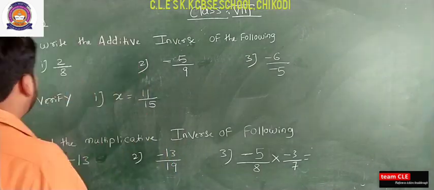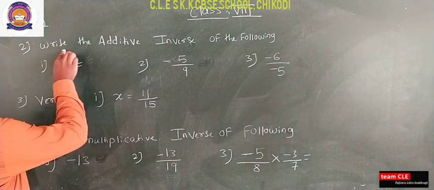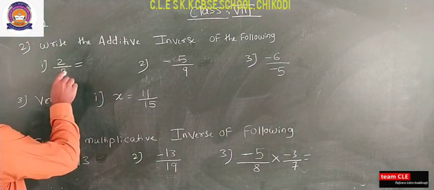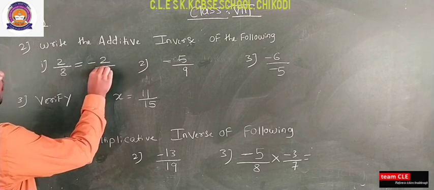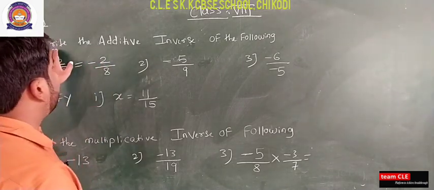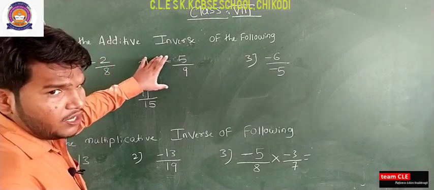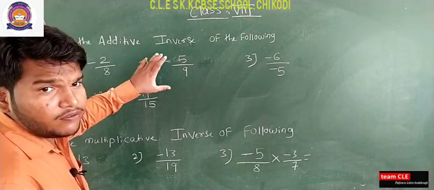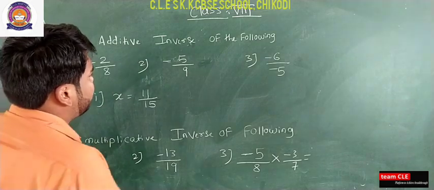See here it is 2 by 8. Write the additive inverse of each of the following. It is 2 by 8, so you have to write this as minus 2 by 8. In this additive inverse question, I am going to solve some 3 examples, and the remaining examples you have to solve by yourself.